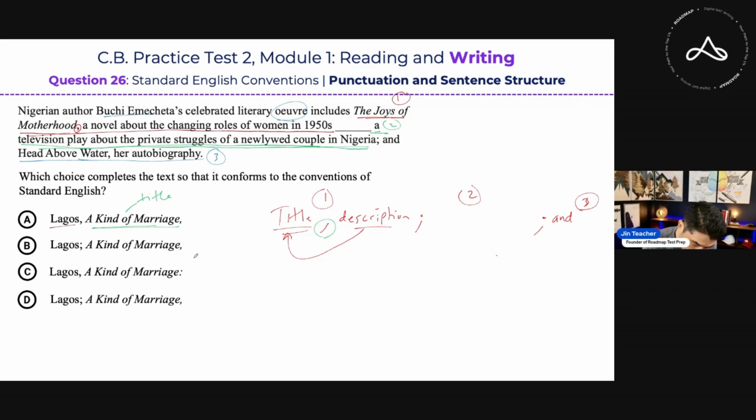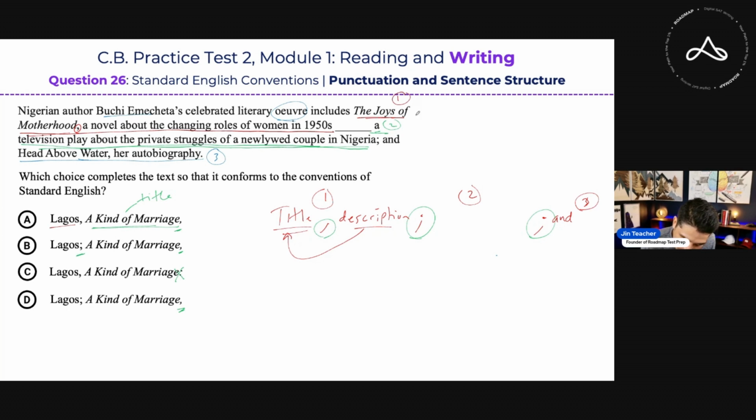So we can cross out answer choice C here because a colon can't be used. We need a comma, right? And choice A, B, and D all use a comma to separate the title from the description. So those are okay. And then lastly, notice how we have the punctuation mark, right? And this is where we have the semicolon. So we can't see that between item 1 and item 2 yet because that's what we're being tested on, right?